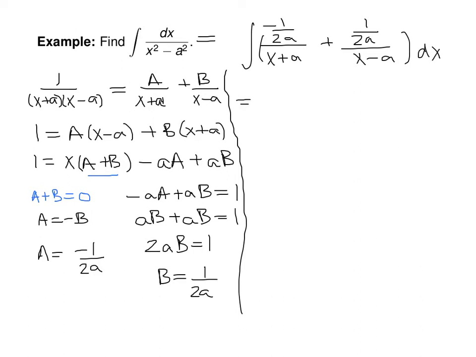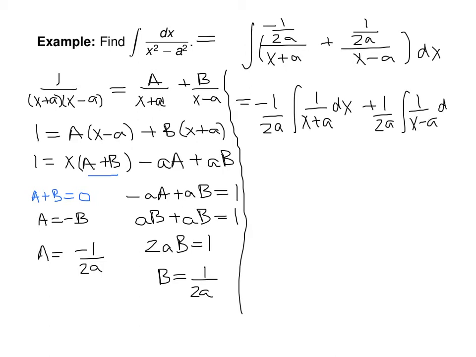So breaking it into two integrals and factoring out constants, we'll have negative 1 over 2a times the integral 1 over x plus a dx plus 1 over 2a times the integral 1 over x minus a dx. So when we antidifferentiate, we'll have negative 1 over 2a ln absolute value x plus a plus 1 over 2a ln absolute value x minus a plus c.